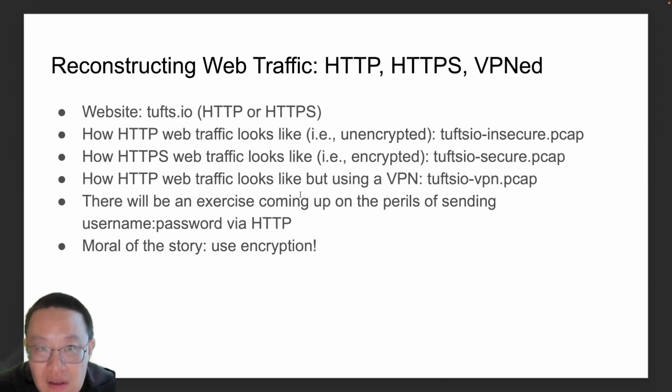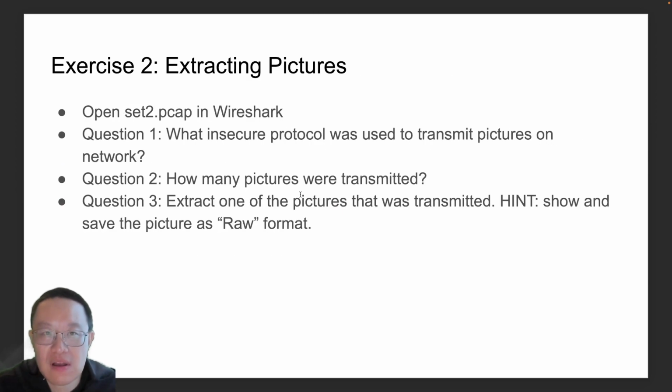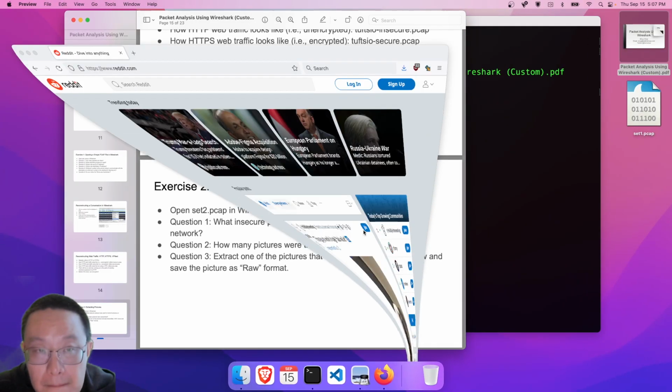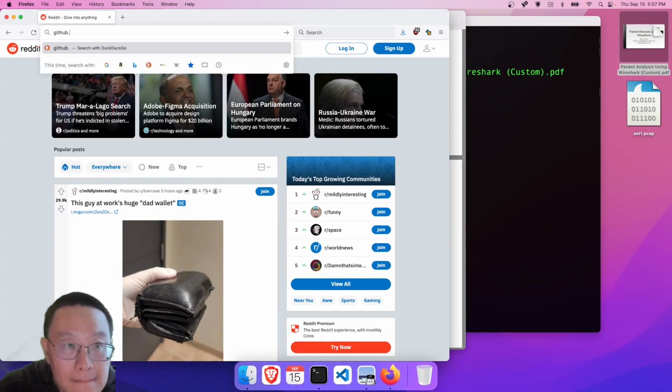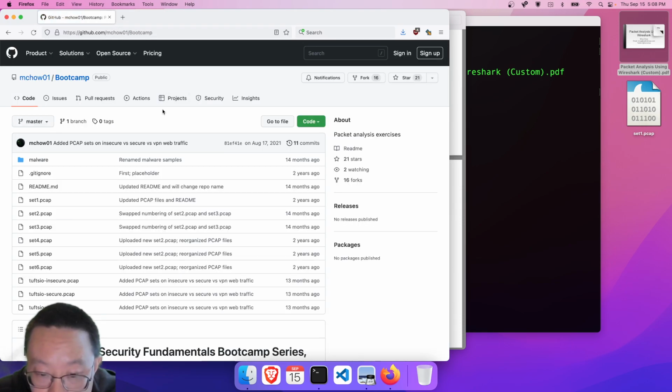Okay, all right. So now, let's extract pictures. Let's open up set2.pcap in Wireshark. I'm going to send you the link to set2.pcap. Reconstruct means rebuild. Right, so Pinky is correct. When I open the VPN one, I can't see any information at all. There's no packet showing. That's correct.